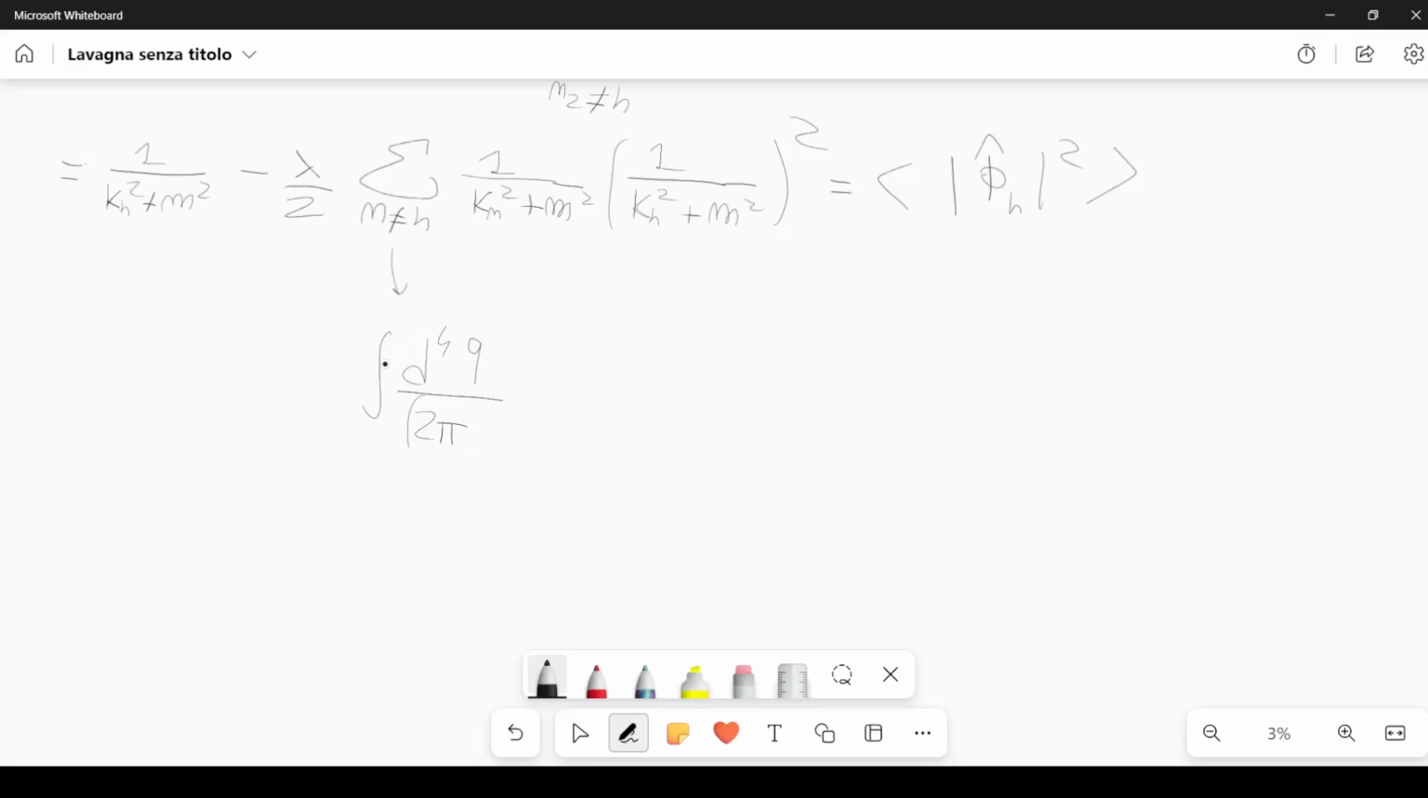So let's rewrite the result to first order. So the result is correct to first order. We have the average of |φ̂(k)|² approximately equal to 1 over k², which in this case is a continuous variable, k² plus m². So this is just a classical propagator.